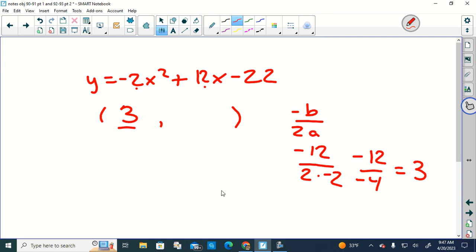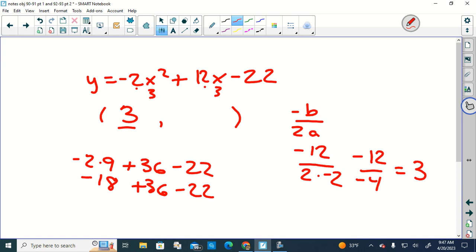Now to get my y value, I just need to plug in 3 to all of those spots. When I square 3, because that would be order of operations, that gives me 9. So now I'm at negative 2 times 9, and then I've got 3 times 12, which is 36, and then minus 22. So this would be negative 18 plus 36 minus 22, which simplifies down to negative 40 plus 36, which gives me negative 4. So this is my vertex.